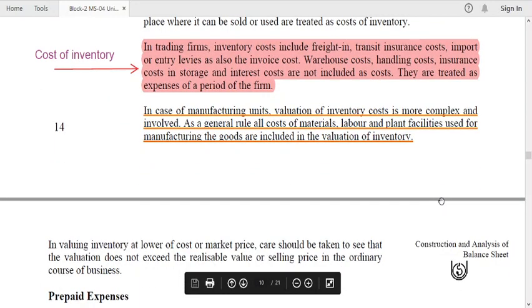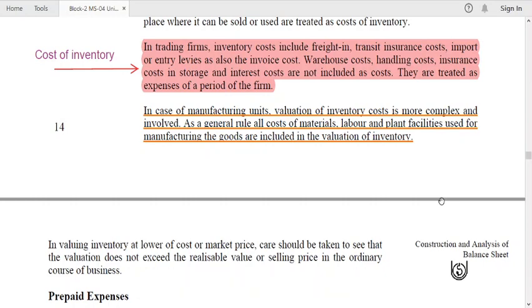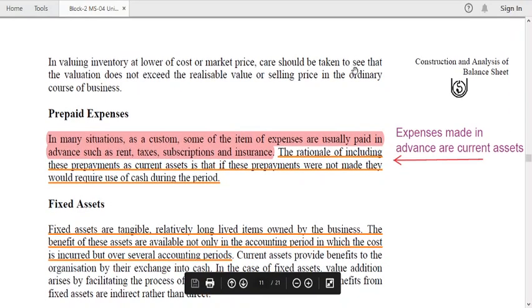In manufacturing units, valuation of inventory is more complex. Whatever is used in the production, manufacturing of goods, will be treated as inventory. As a general rule, all costs of materials, labor, and plant facilities used for manufacturing the goods are included in the valuation of inventory. Okay, this is about inventory and cost of inventory.